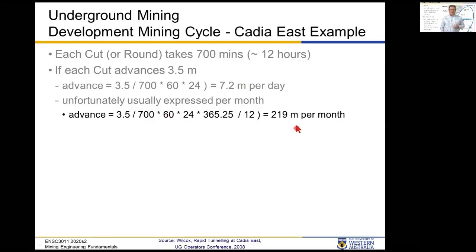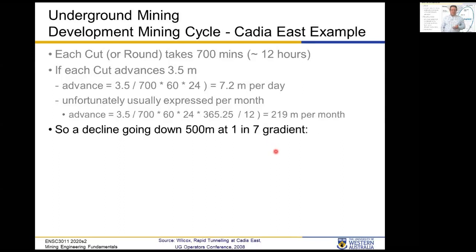So that adds up to approximately 219 meters per month. Not sure where that opening bracket is, but I'm sure you can work it out. So that's a typical sort of advance. In fact, that's a pretty good advance. That hasn't allowed for any breakdowns, any operational issues, availability, etc.